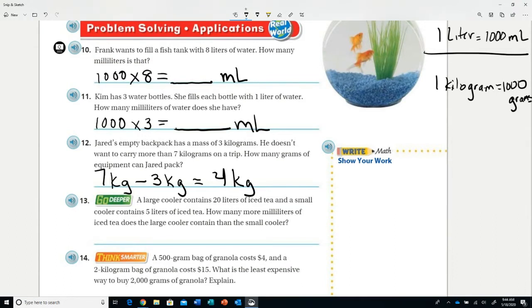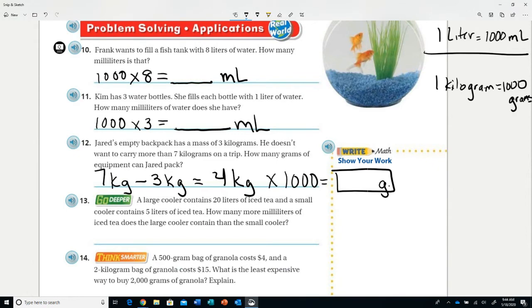Well, if I look at my conversion over here, I know that 4 kilograms, if I want to know what it is in grams, I'm going to times it by 1,000. And this answer in grams will answer your question. So a little reading, an extra step in that question.